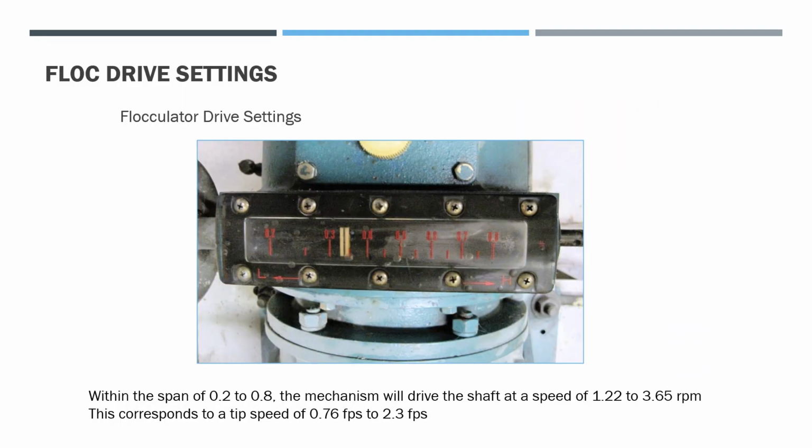Flocculator drive settings are found here on the dial, and within the span of 0.2 to 0.8, the mechanism will drive the shaft at about 1.22 to 3.65 rotations per minute, and that of course corresponds to a tip speed of 0.76 up to 2.3 feet per second. So the operator is typically going to put the bar at about a 0.3 to 0.4 setting there. They're just going to drive the paddles at about 1 foot per second.